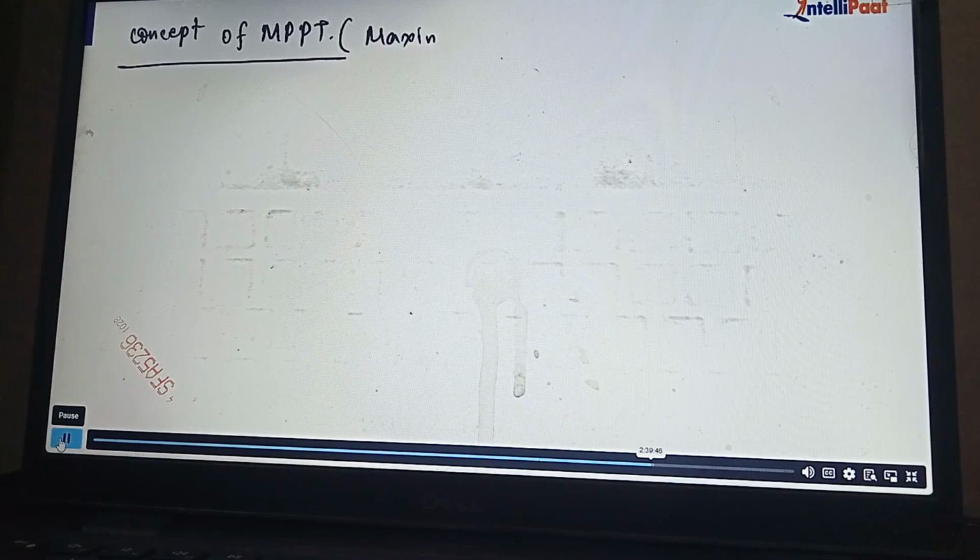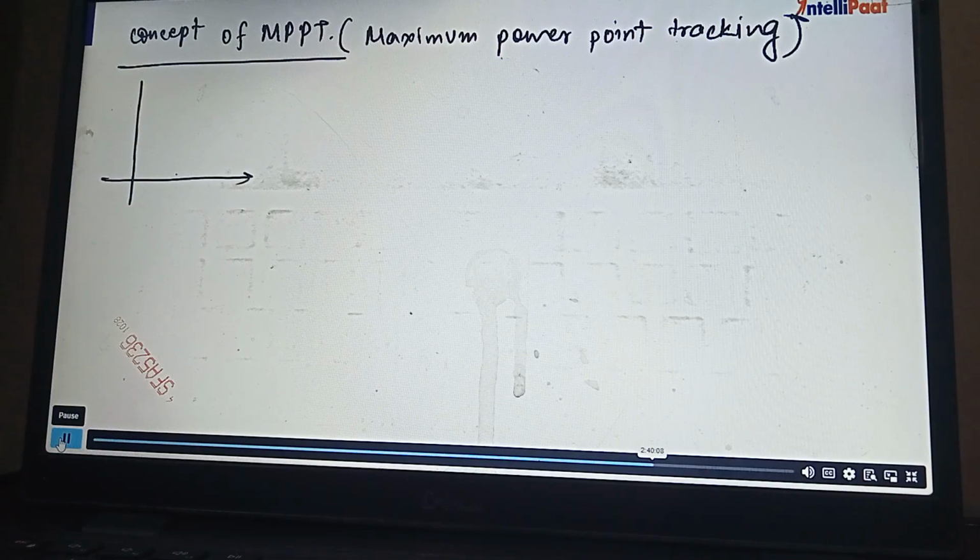Multiple times, this term. So this MPPT is nothing but maximum power point tracking. What we have to do, if I'm talking about this P versus V, right? P versus V. The graph of this P versus V is always this type.